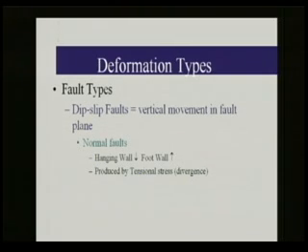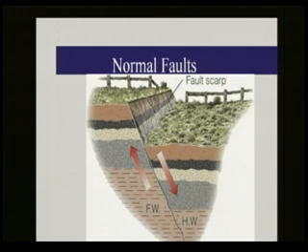We just don't know. Normal faults are produced by tensional stress, typically found in divergent plate boundaries or, again, in areas where there is divergence. Here we have the footwall and hanging wall labeled. Note the footwall is moving up and the hanging wall is moving down relative to each other.